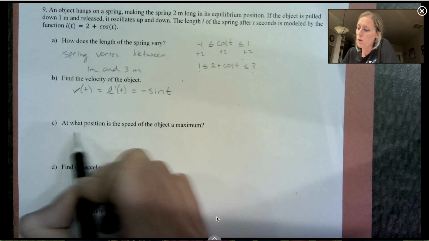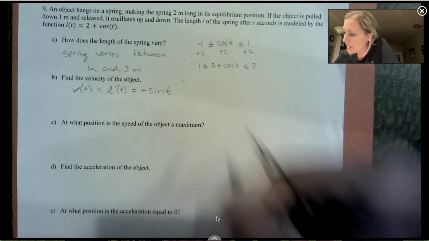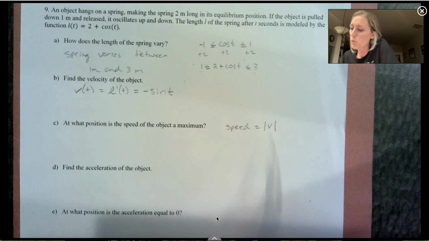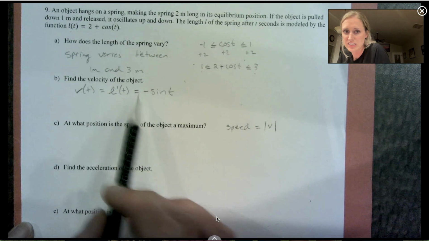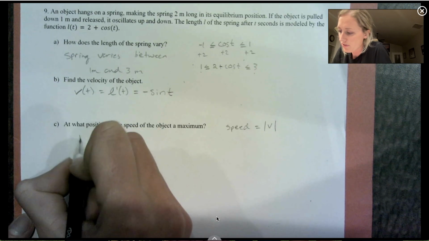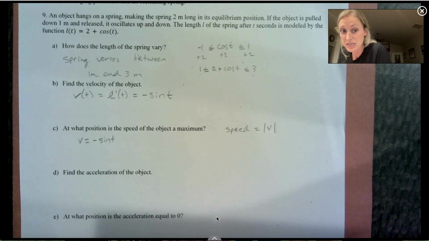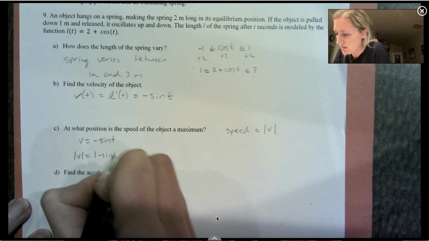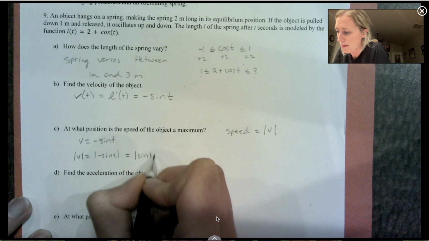At what position is the speed of the object a maximum? So remember, speed is the absolute value of velocity. So we want when is my velocity at a maximum? We just said the velocity is negative sine t. If we were to take the absolute value of that to get speed, we would get the absolute value of negative sine t, which is the same as just the absolute value of sine t. The absolute value makes it positive.